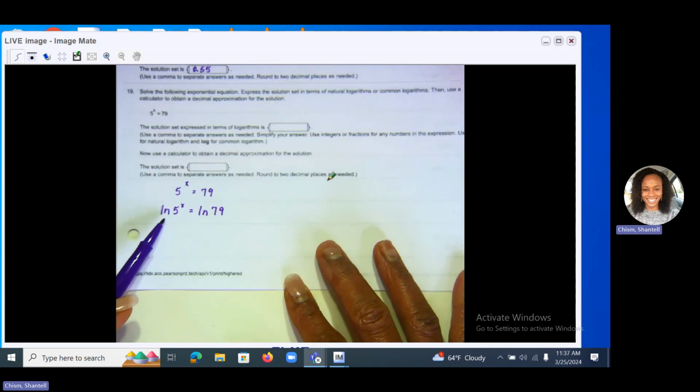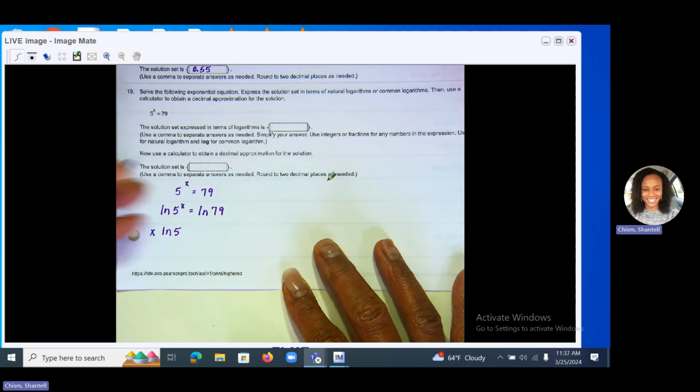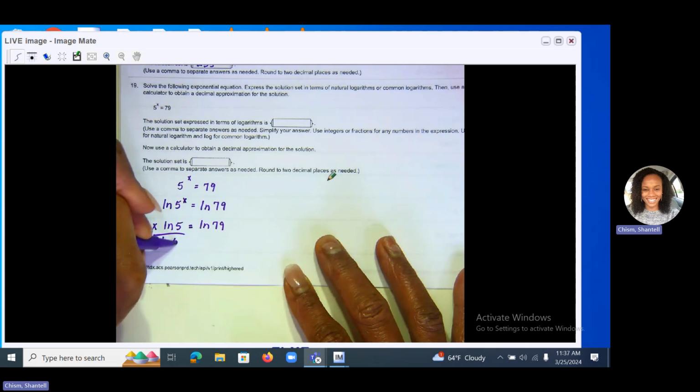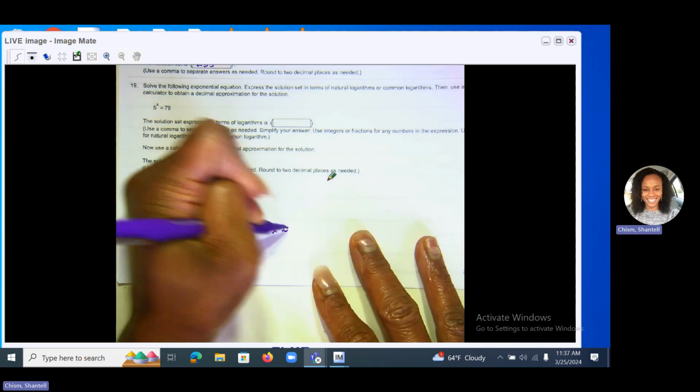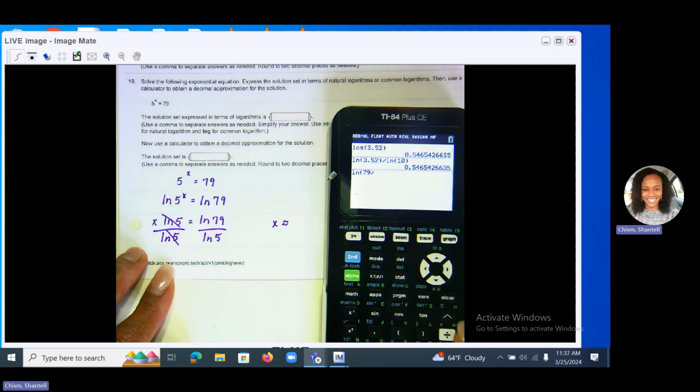Okay, so when I apply natural log of both sides, that allows me to apply the power rule where I'm able to bring down my exponent. And so that now becomes x times ln of 5 equals ln of 79. And then I'm able to divide out by ln of 5. And so x is approximately ln of 79, parentheses, close it up, divided by ln of 5, approximately 2.71. If we're rounding that to 2 decimals, 2.71.